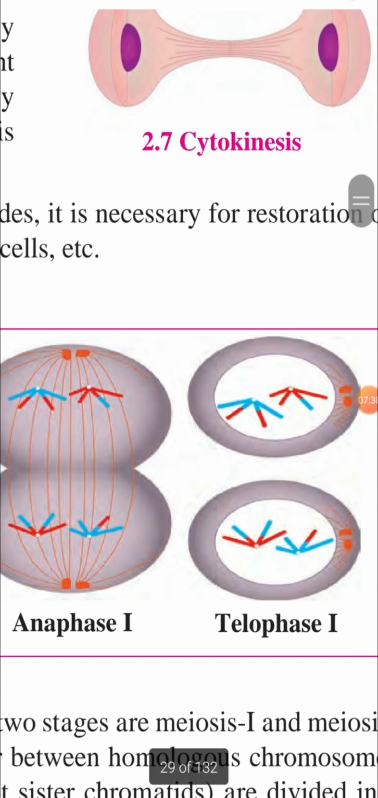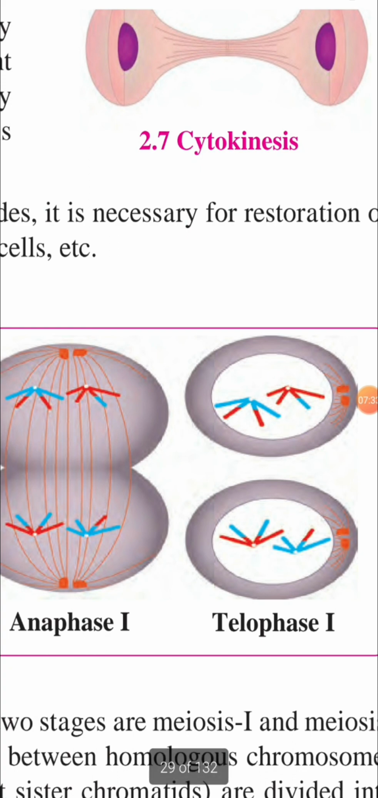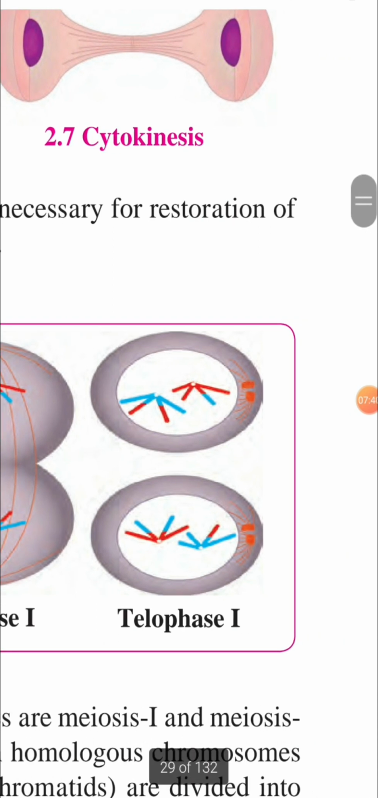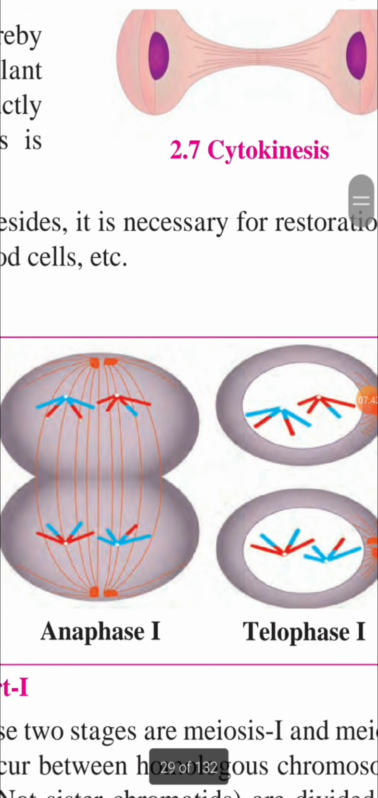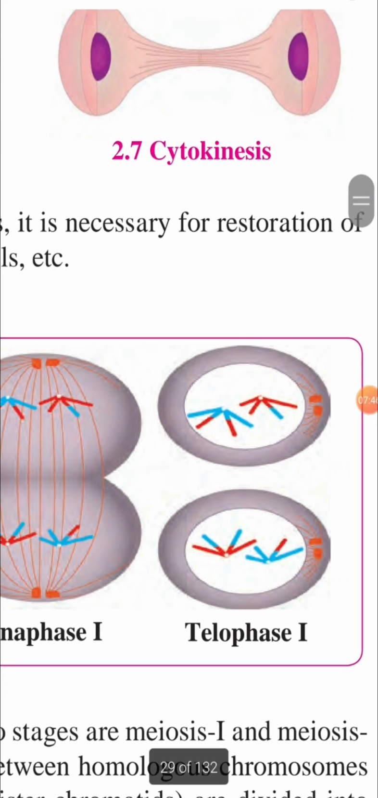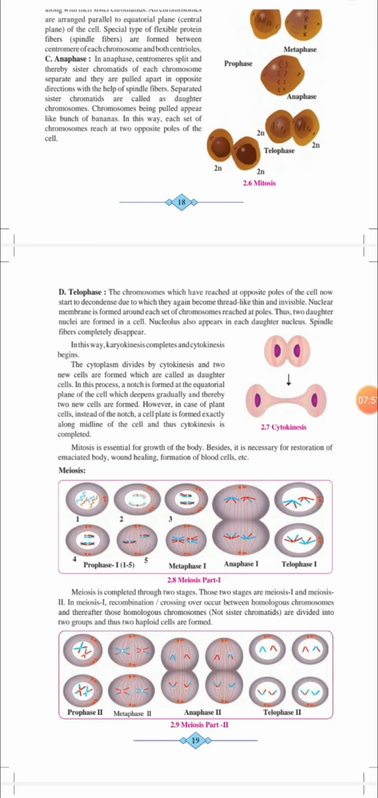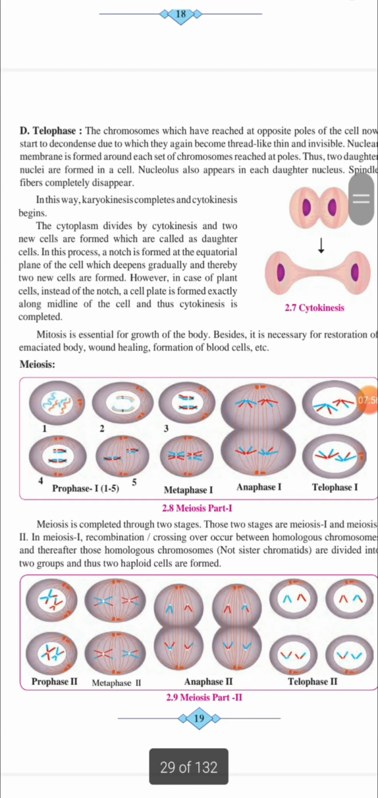And the last one is telophase, where you can clearly see that the two cells are separate, the nuclear membrane also forms, the spindle fibers are invisible, and centrioles are also formed. So this is telophase 1. That's how we see meiosis part 1. In the next part we see meiosis part 2. Meiosis part 2 is a very easy step, the same as mitosis. So we will see it in the next lecture.